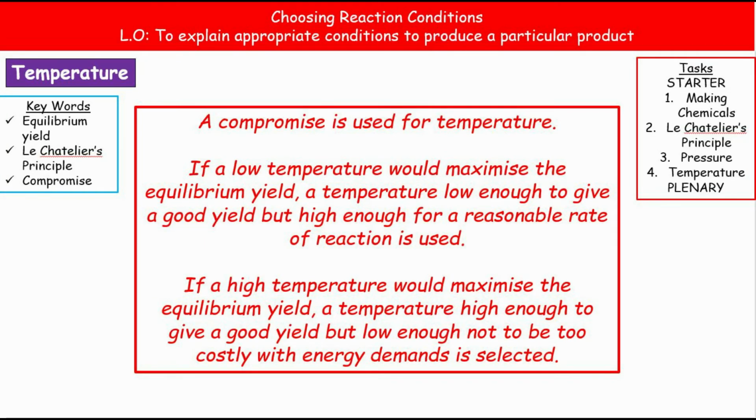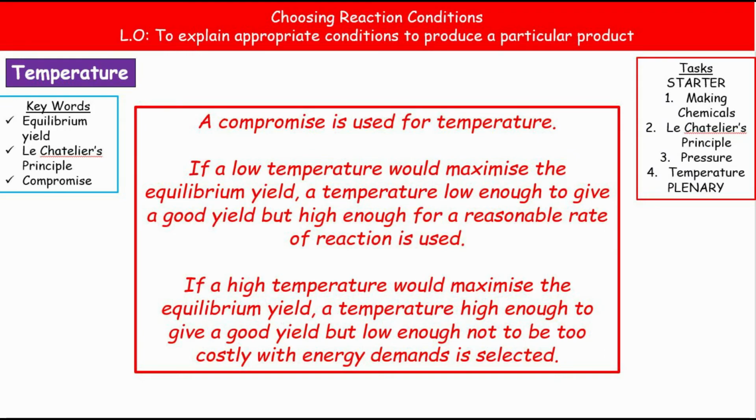So in terms of the compromise as far as temperature is concerned, if we were to pick the lowest temperature possible, then yes, of course, we would maximise the equilibrium yield. But it would take a really, really long time, because the lower the temperature, the slower the rate of reaction becomes. If we were to use a really high temperature to get the maximum rate of reaction, we would end up with a really low equilibrium yield. So that's not good either. What we need to do is make sure it's somewhere in the middle.